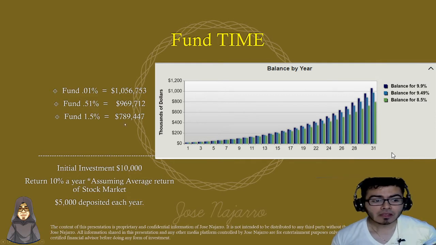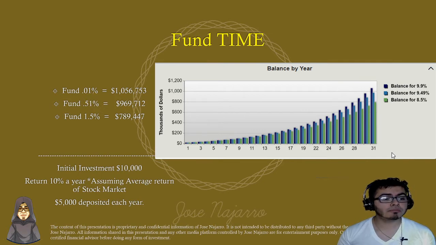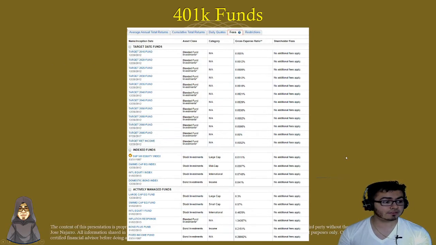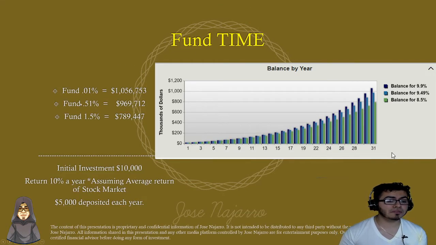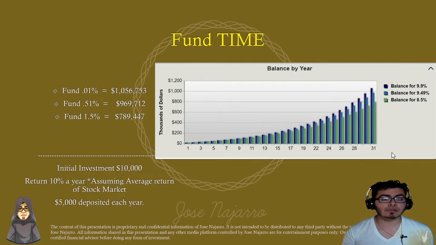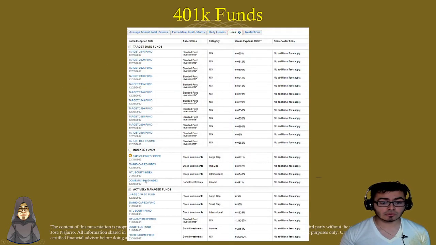All right. So now I did a different chart. I have a fund that charges 0.01%. That 0.01% matches the S&P 500 equity fund that I have at my job. Then we have a fund of 0.51%. Remember, 0.51% was the average in the United States in 2016. So this is probably what some of you guys are looking at. So I want to do something average. Then we have the 1.5% because there's some as high as 1.5%. And if you do an actively managed fund, there's one here at 1.3%.